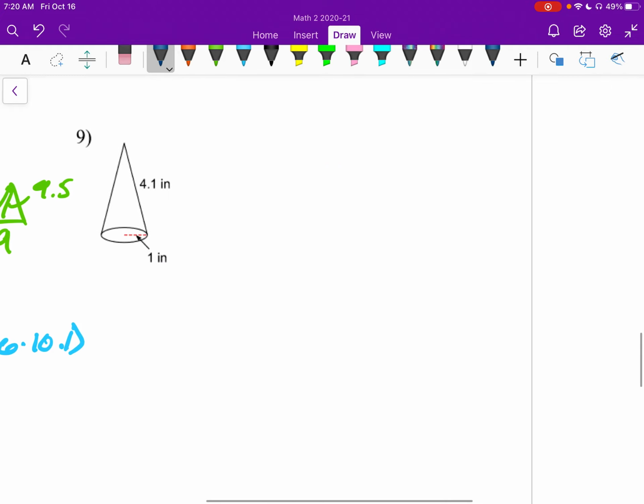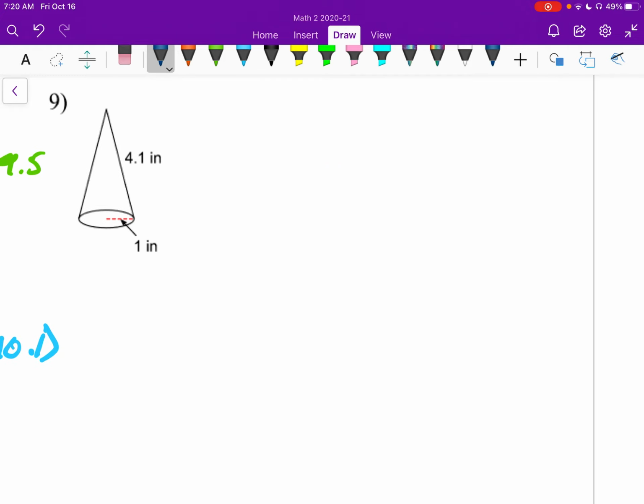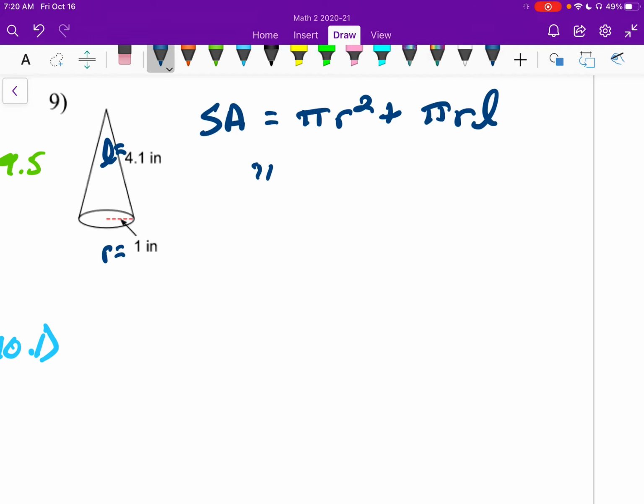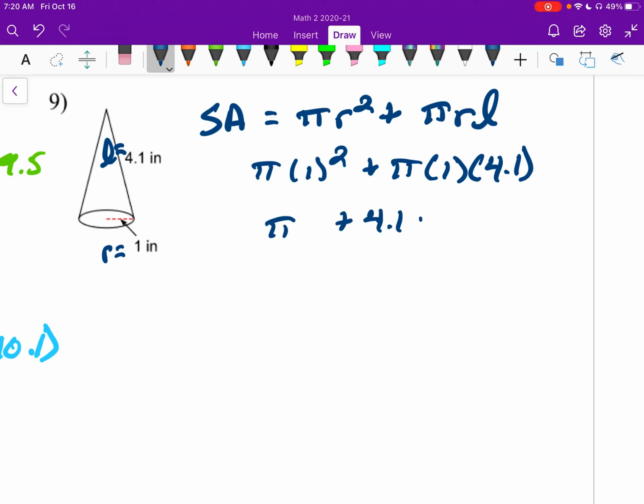All right, number 9. This is a cone. Surface area for a cone is pi r squared plus pi r L. And this is a really easy one. You just get to plug in. Here's our R, here's our L. So we have pi times 1 squared plus pi times 1 times 4.1. Now, like the last one that had pi, I think that was number 6, I want to leave this in terms of pi for starters. So I'm going to have pi plus 4.1 pi.